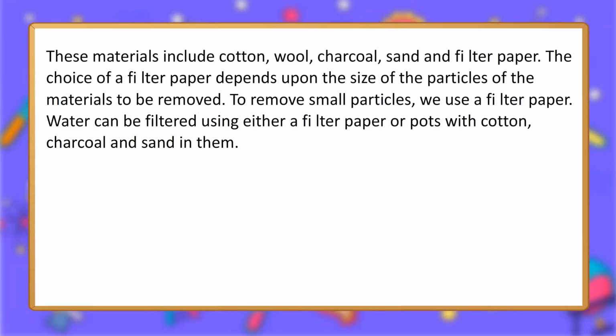Filter materials include cotton, wool, charcoal, sand and filter paper. The choice of a filter depends upon the size of the particles of the materials to be removed. To remove small particles, we use a filter paper. Water can be filtered using either a filter paper or pots with cotton, charcoal and sand in them.